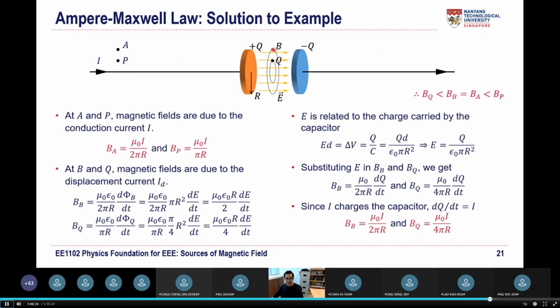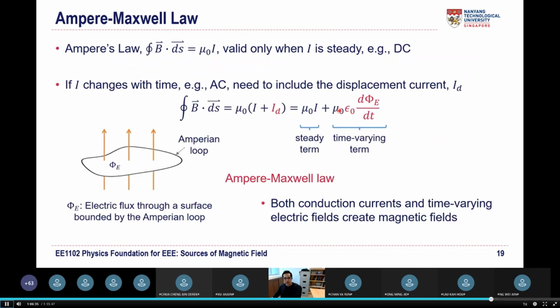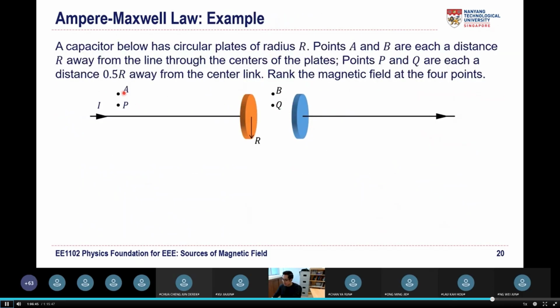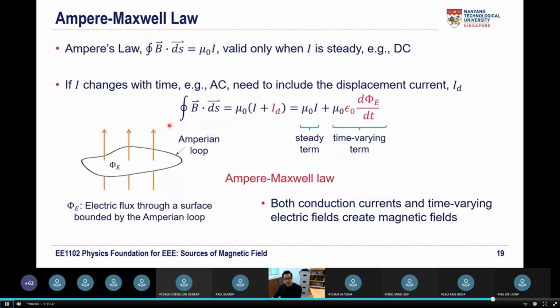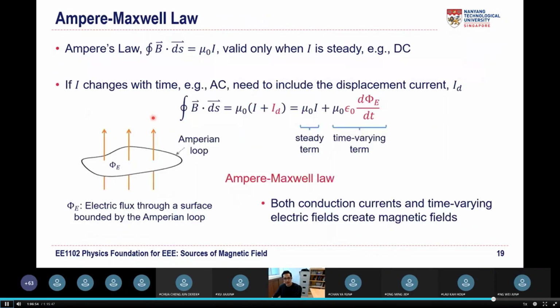Now, a bit more difficult part is calculating this B_Q here. In order to do this, let me just come back to this one first. At this point here, which of these two terms did we use? We used the steady term only, because in this part there's no time varying term. There's only the steady current, because the current is just flowing steadily with I.